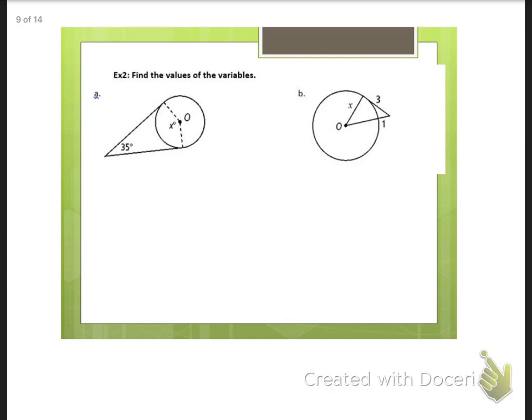Okay, our next one, I see a 4-sided figure. Opposite angles are supplementary. 180 minus 35. So angle X is 145.